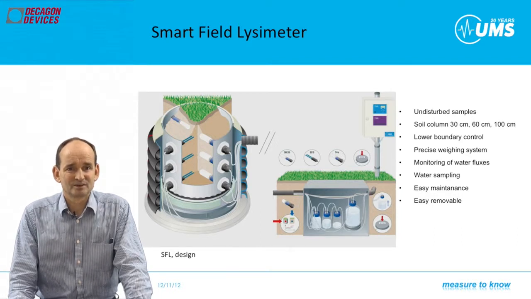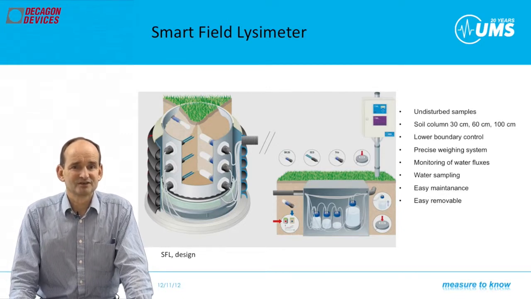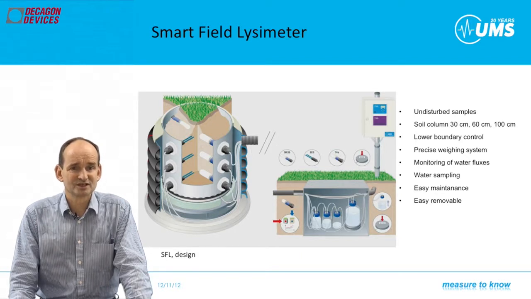The lower hydraulic boundary control. All lysimeters cut the field water flux at the bottom plate. Gravimetric lysimeters with a filter bed have zero matrix potential, which is physically a groundwater level situation.